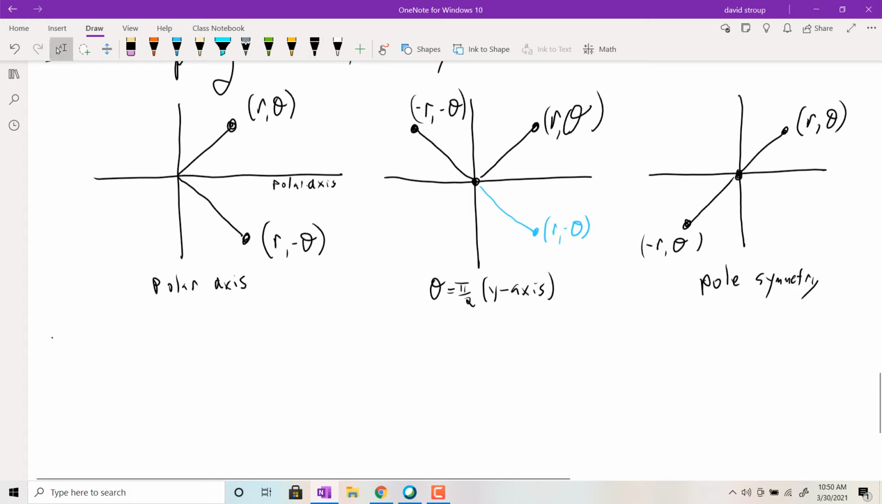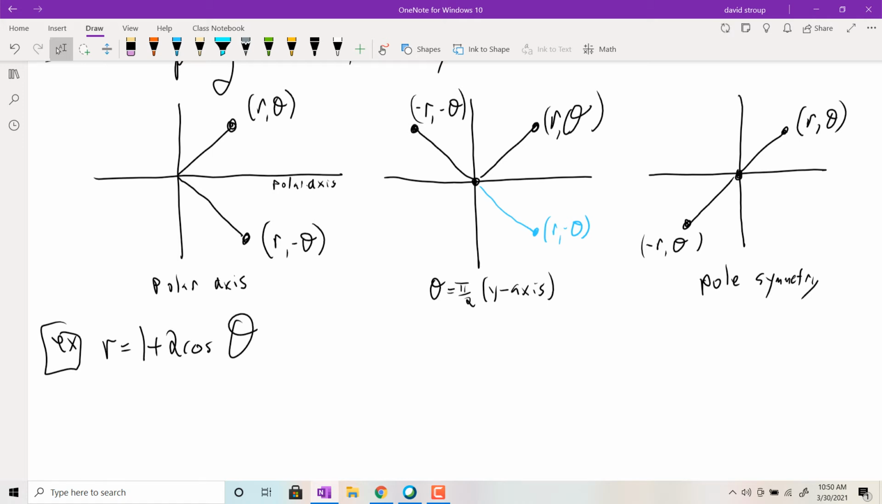So anyways, let's look at an example and see how it goes. So we have r equals 1 plus 2 cosine theta. Okay. All right, so first, you can kind of see how the replacement is going to work by looking at the little pictures.